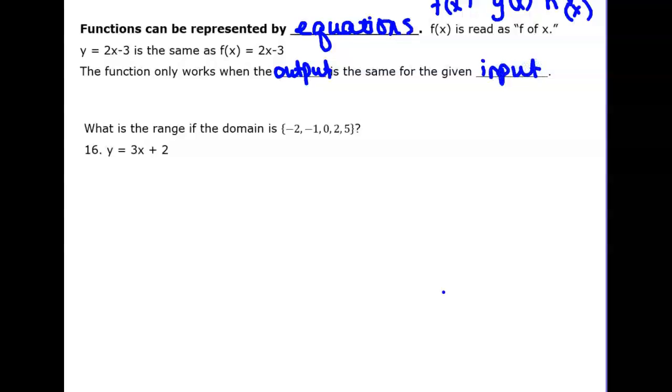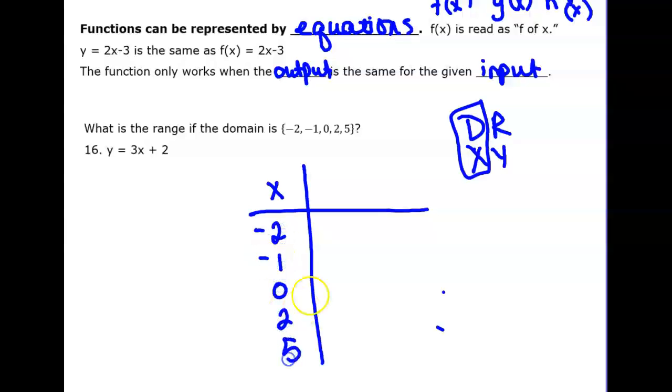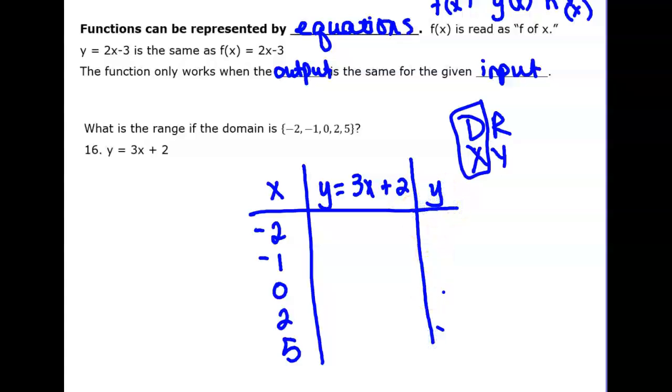So it says, what is the range if the domain, so remember, domain range, Dr. XY, so your domain is your x values. It's saying y equals 3x plus 2. We know the domain is given, it's our x values: -2, -1, 0, 2, and 5. The function we have is y equals 3x plus 2, and then our output would be our y value. So we're just going to plug these in and populate this table.